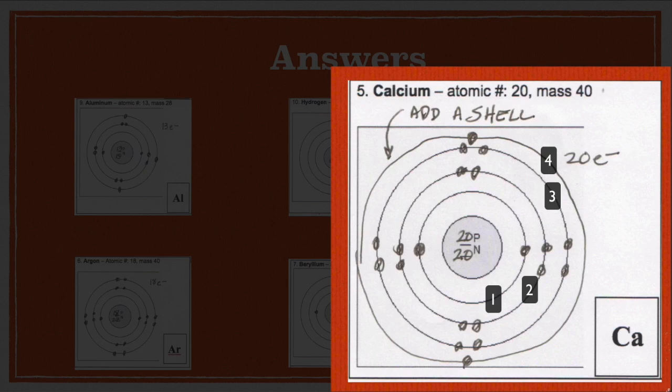Because when you start putting them all in, basically you actually fill it all up on shell number 3. You get your 8 in there, and you still need to put 2 more. So the 2 in the center, the 2 in the next one, that would be 10 altogether, and then the next one is 8, that's 18. Then you put 2 more on that 4th shell. So you'd have a total of 20.